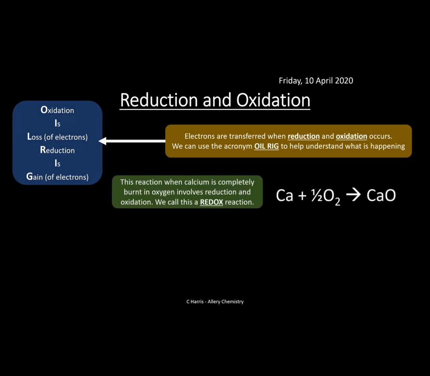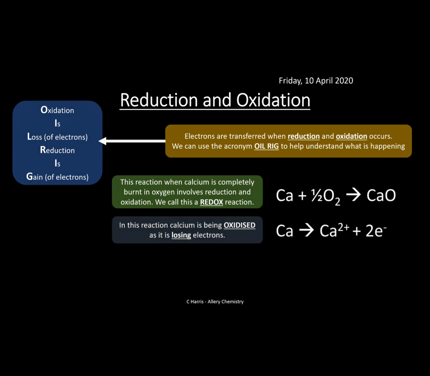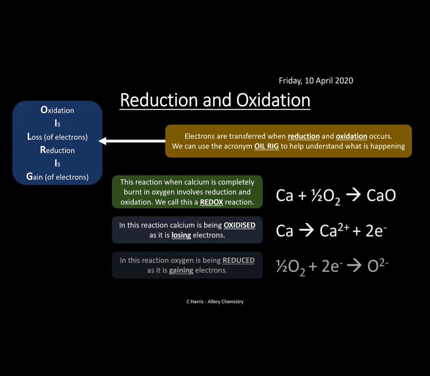So let's look at what this means in practical terms. So if we've got calcium, when calcium's completely burnt, so it's a combustion reaction in oxygen, this involves reduction and oxidation, and we call this a redox reaction. So if we split this, we look at the bit that's been oxidized. So in this case, it's calcium, because calcium is losing electrons, and you can see here, calcium is forming Ca2+ plus 2 electrons. So that is losing electrons. So electrons are being produced.